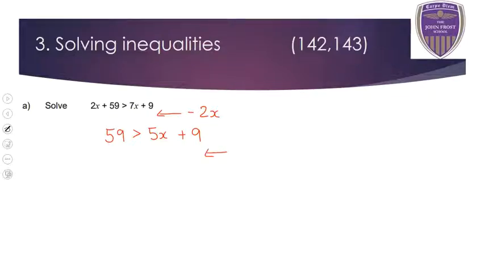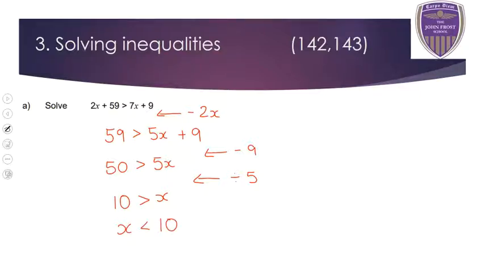We're just solving in the normal way that we would now, by working backwards. Because this says plus 9, we're going to subtract 9 from both sides. This side will be 50, because that's 59 take away 9. 50 is greater than 5x, and 5x means to times by 5, so the opposite is to divide by 5. So 50 divided by 5 is 10. So this is saying now that 10 is greater than x, or you can write x is less than 10.